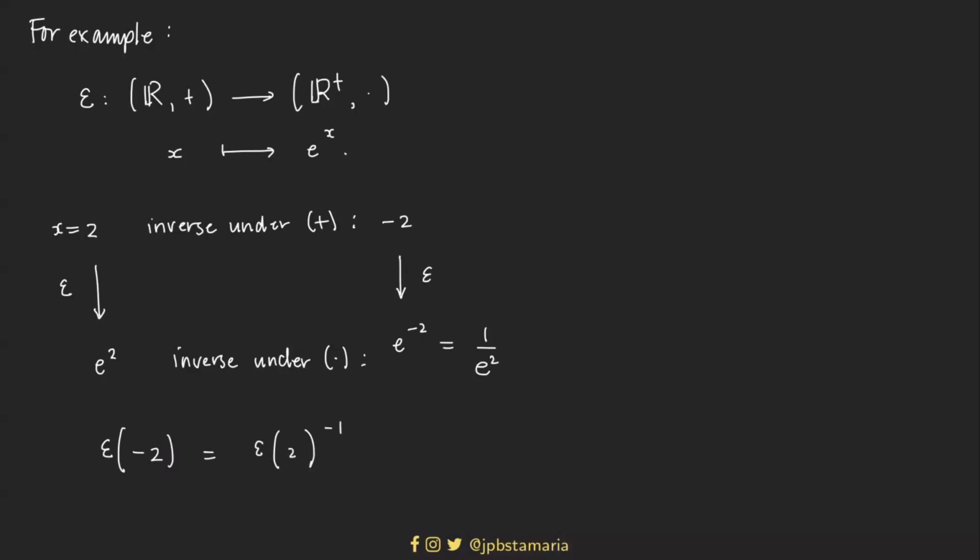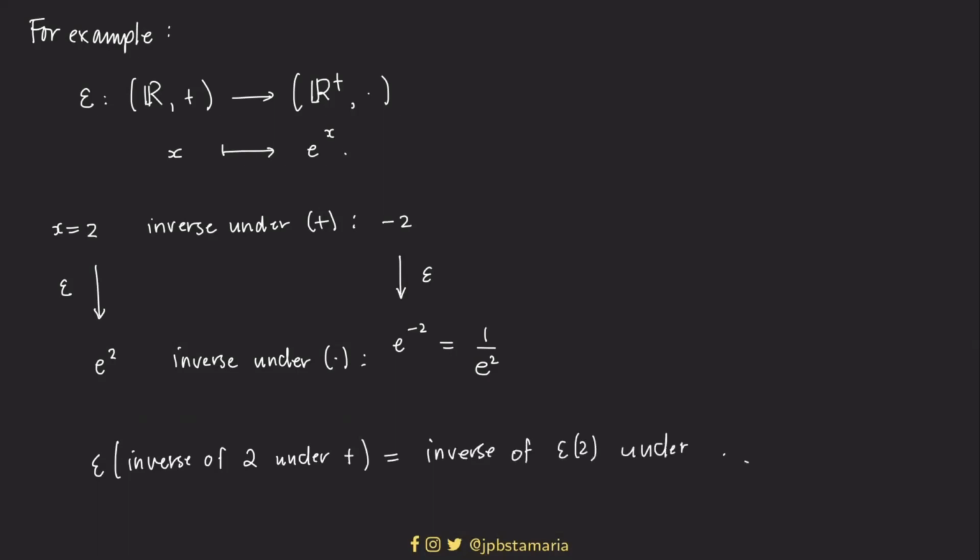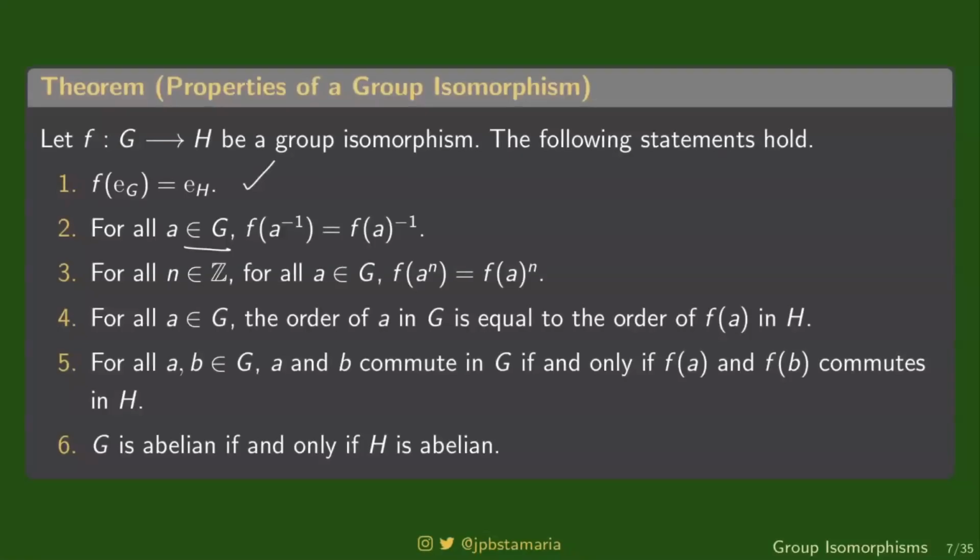Naintindihan nyo? Or mas maganda yatang isulat ng ganito. Epsilon of the inverse of 2 is equal to the inverse of epsilon of 2 under multiplication. Mas maganda siya isulat in this manner. Di ba? Kasi yun naman talaga ang meaning nito. Although in the theorem, the notation I'm using is multiplicative.